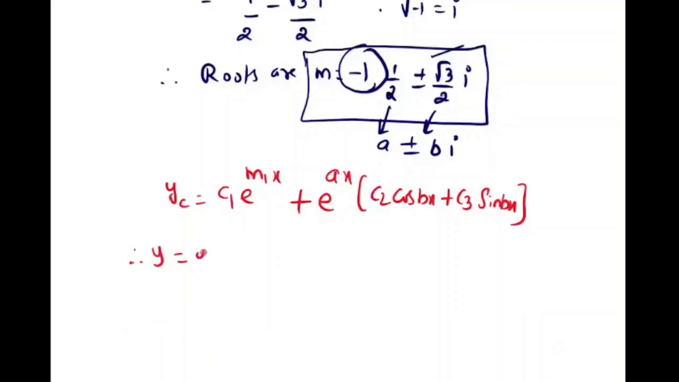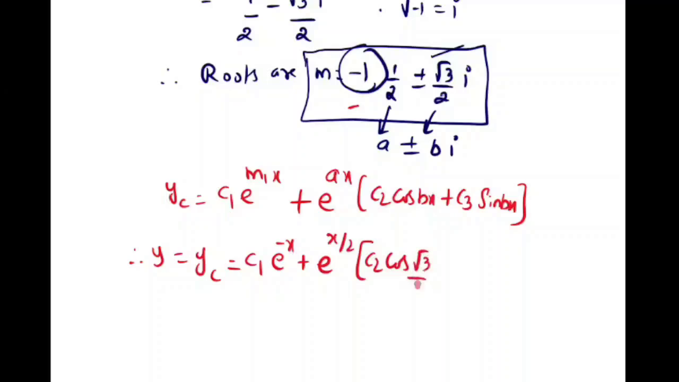Therefore, y equals yc, which is c1 as it is, e raised to m1 which is minus 1, so e raised to minus x, plus e raised to a. A is 1 by 2, so e raised to 1 by 2 x becomes e raised to x by 2, times c2 cos of b, which is root 3 by 2, into x, plus c3 sin root 3 by 2 x. So this is your solution.